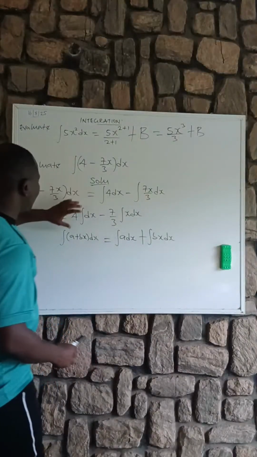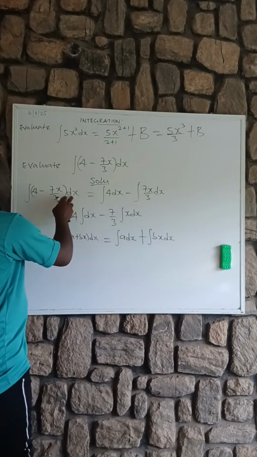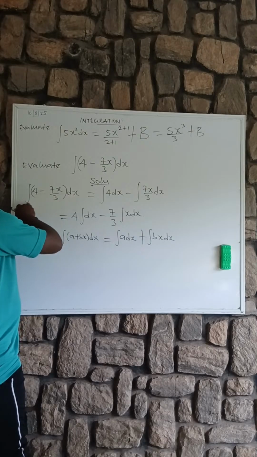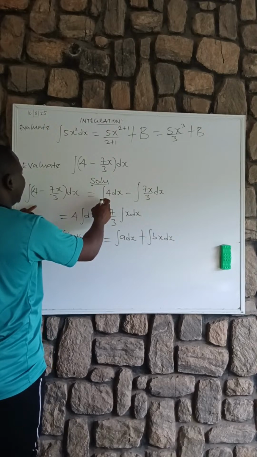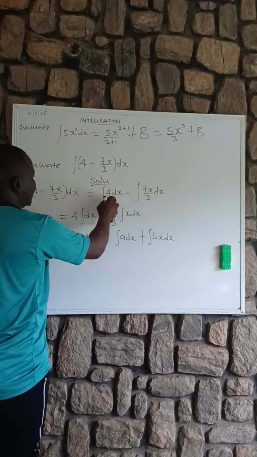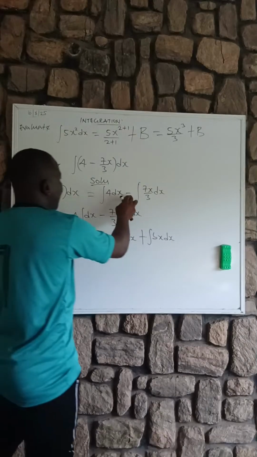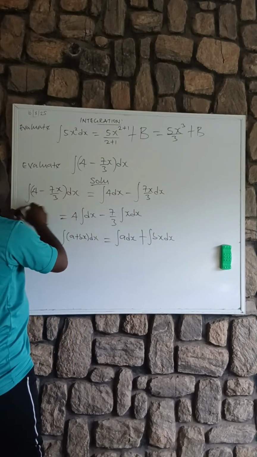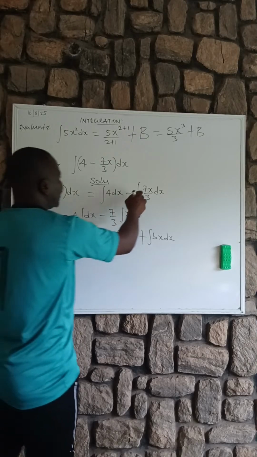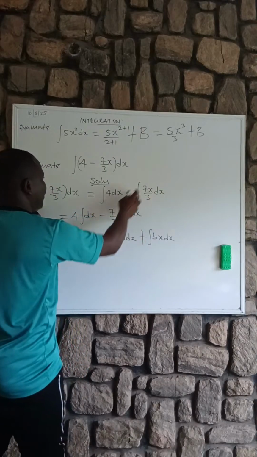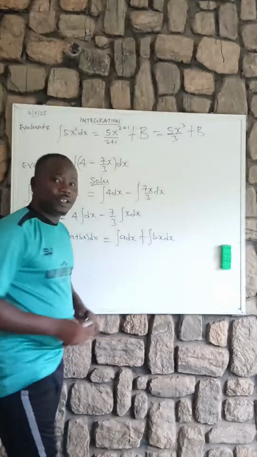Now we do the same thing here. Use this dx and the integral to multiply 4. First write the integral, then 4 times dx. Can you see now? Then the same thing, minus: use this dx and the integral to multiply 7x all over 3. Write 7x all over 3, but first write the integral, times dx. Do you agree with me?